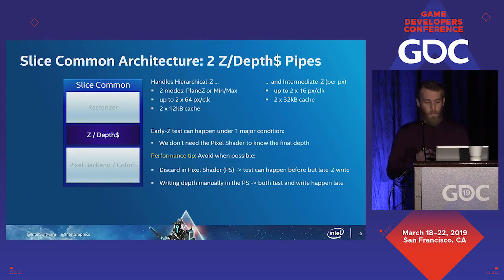Performance-wise, the hierarchical Z test has 2 pipes, each pipe is capable of 64 pixels per clock, and each pipe has a 12 kilobyte cache. And the intermediate Z test is capable of handling 16 pixels per clock, and each pipe has 32 kilobytes of cache.